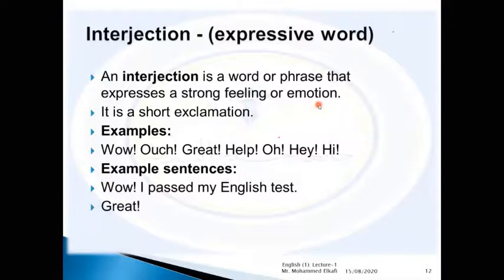When you say great, that is also another interjection word. I passed my English test. The other one will say great. Ouch, that hurt. So that's all about our lesson of parts of speech.